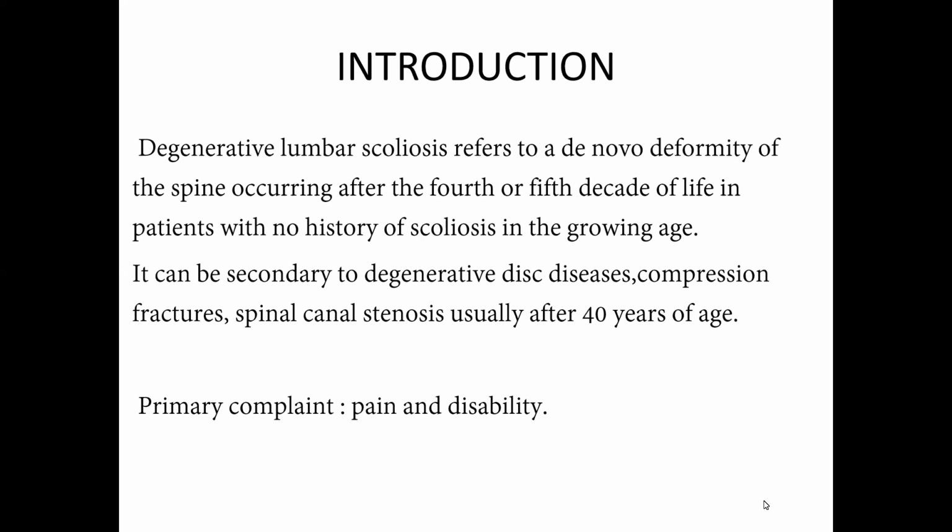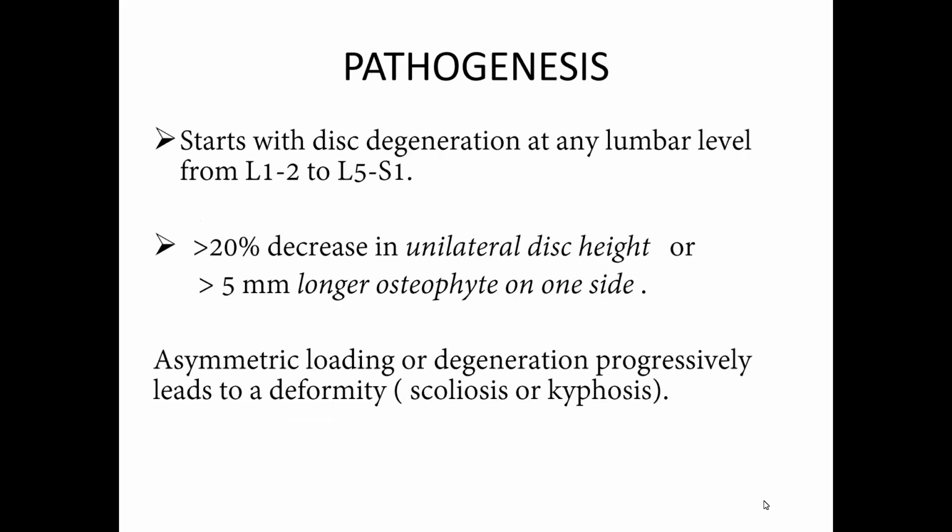Degenerative lumbar scoliosis refers to a de novo deformity of the spine occurring after the fourth or fifth decade of life in a patient with no prior history of scoliosis in the growing age. Mainly, patients present with complaints of pain and disability in doing day-to-day activities rather than the deformity. Coming to the pathogenesis, the initiating factor of degenerative lumbar scoliosis is disc degeneration at any lumbar level from L1, L2 to L5, S1 level.